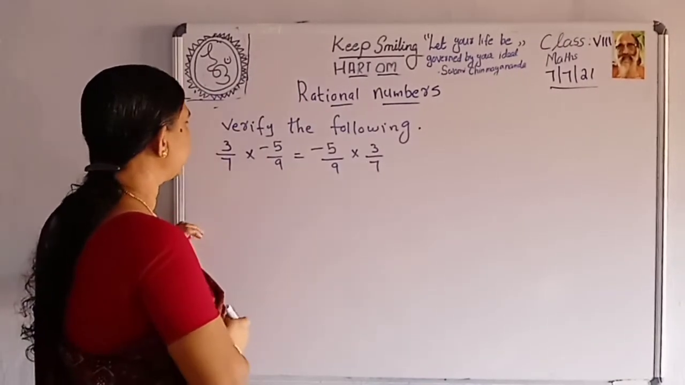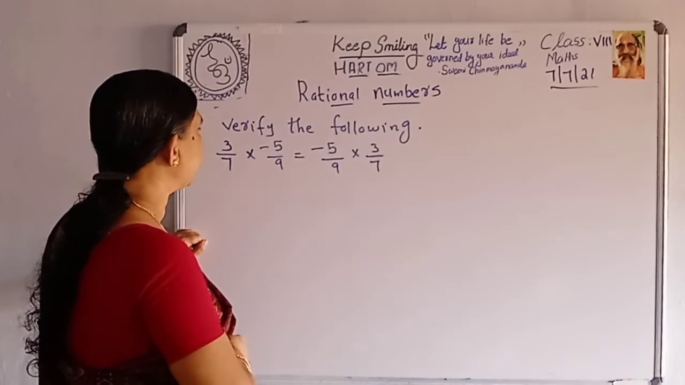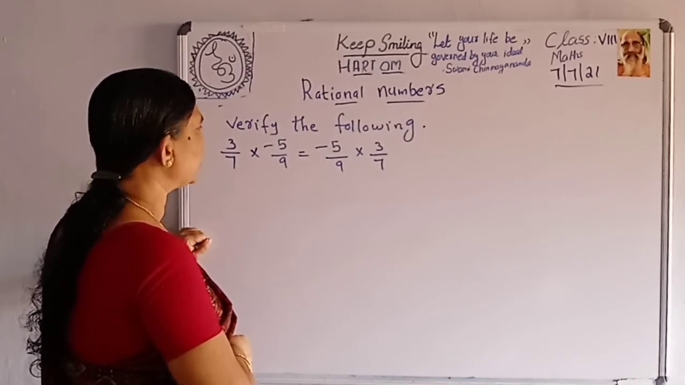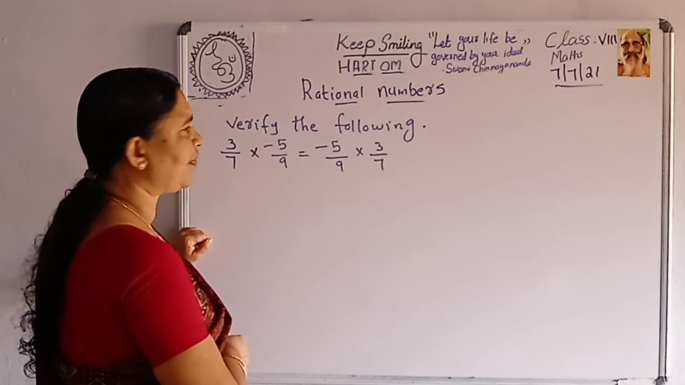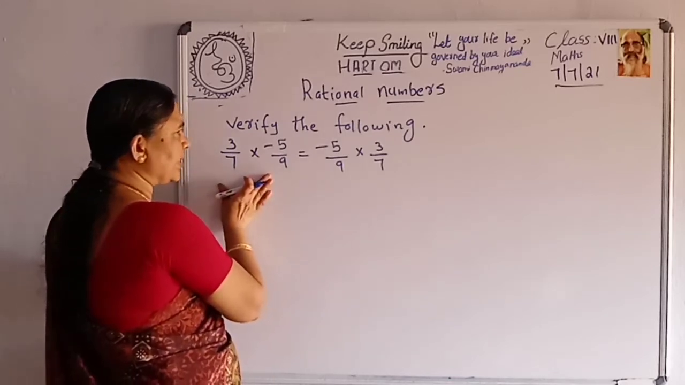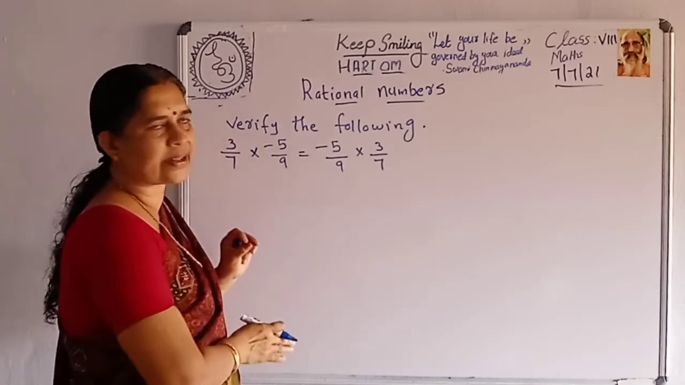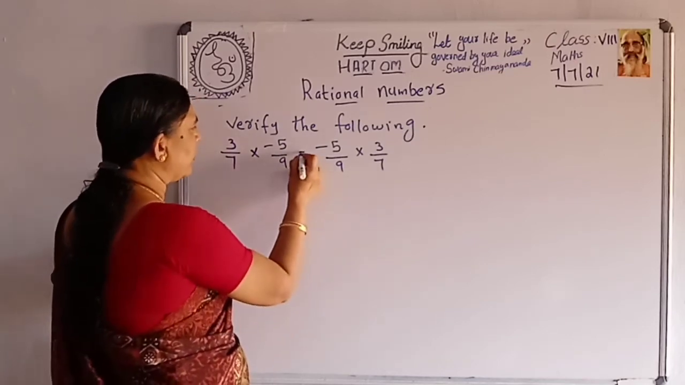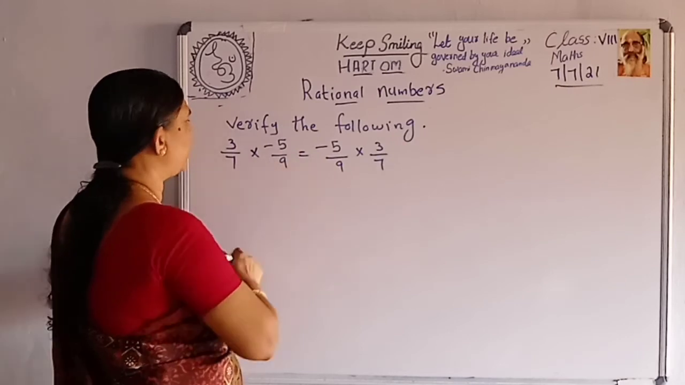Verify the following. 3 by 7 into minus 5 by 9 is equal to minus 5 by 9 into 3 by 7. Is it correct or not? You verify it. To verify means first we find the product of the LHS and then find the product of the RHS. If they are the same, then this statement is true.